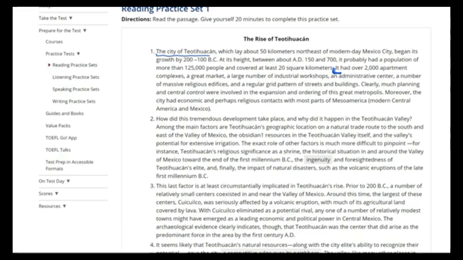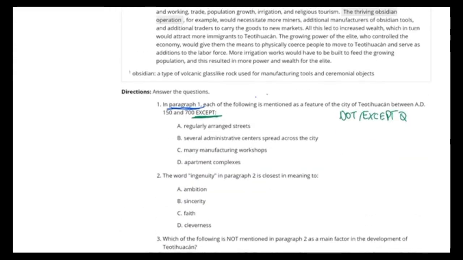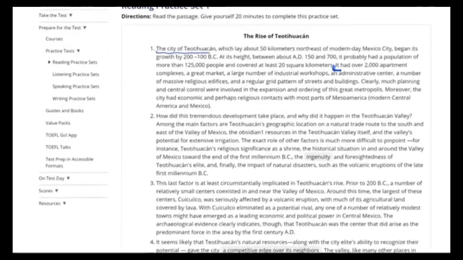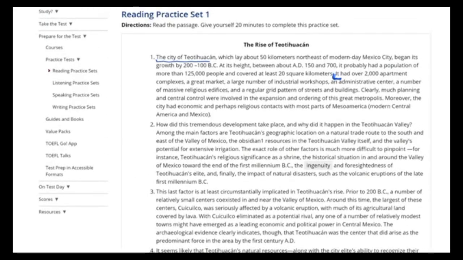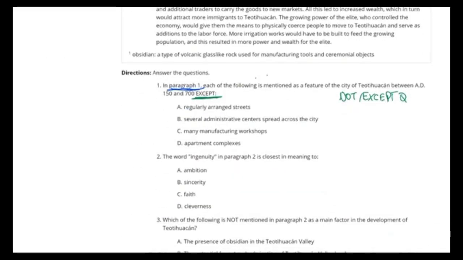So let's go back to our answers and let's have a look at them again. We now have to look whether we can find these answers in the text because you solve this question by elimination. You find the features that are mentioned in the text and then you know exactly which feature is not mentioned in the text. So let's have a look at A, regularly arranged streets. Can we find that in the text? Let's have a look. Yeah, here it says a regular grid pattern of streets and buildings. So a regular grid pattern of streets means regularly arranged streets. It's just expressed differently in the text. So A is definitely out because this is a feature of the city.